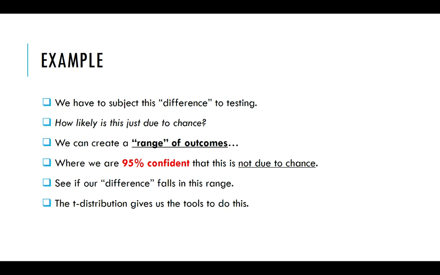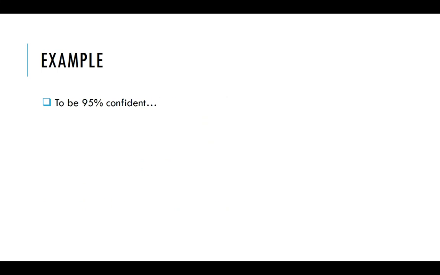It turns out the t-distribution gives us the tools to do this, right? And so you've heard me say a few times in a few different lectures this idea of confidence. How likely is it? So this is kind of what we're working towards in our hypothesis test. We want to look at how confident we can be in an outcome. All right, so to be 95% confident, remember, we want to construct that range of values.